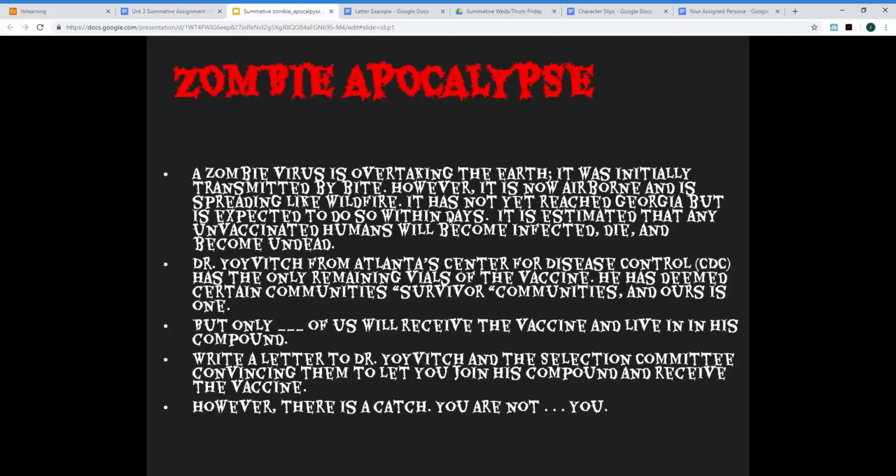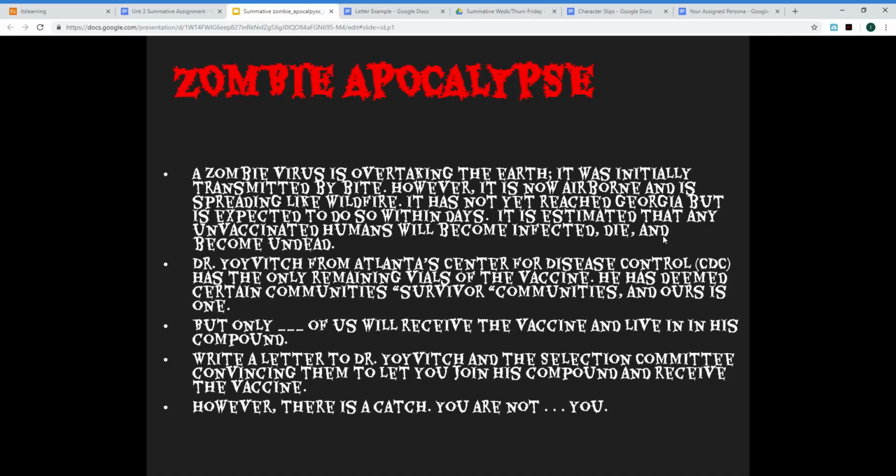Okay, so here's the scenario. What you're going to end up doing is writing a letter. What is our occasion? The zombie apocalypse. A zombie virus is overtaking the earth. It was initially transmitted by bite. However, it is now airborne and is spreading like wildfire. It has not yet reached Georgia, but is expected to do so within days. It is estimated that any unvaccinated humans will become infected, die, and become undead.